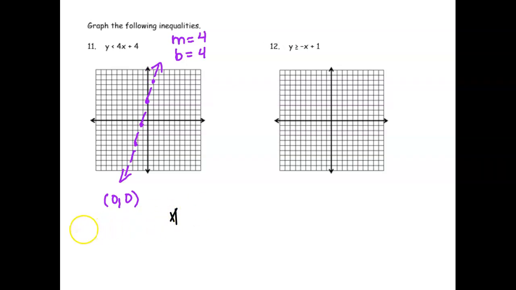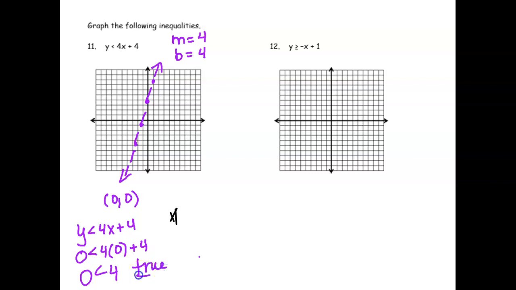Okay, so y is less than 4 times x plus 4. So when we plug in (0, 0), we've got 0 is less than 4 times 0 plus 4. So 0 is going to be less than 0 plus 4, which is 4, and that's going to be a true situation. So the point (0, 0) is going to be on the side that we shade. It's going to look like this.